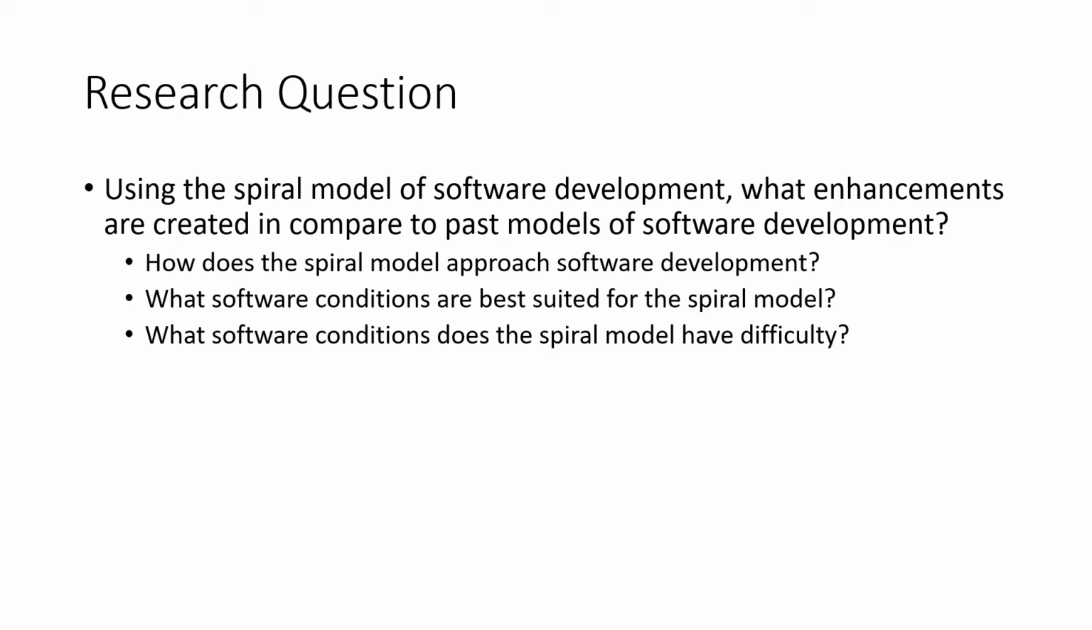Getting into the actual article, the research question that I formulated that I thought this article was addressing was: using a spiral model of software development, what enhancements are created compared to past models of software development? Along with this question, we can also create some sub-questions. The ones I created were: how does the spiral model approach software development? What is it best suited for? And which conditions does it have difficulty with?